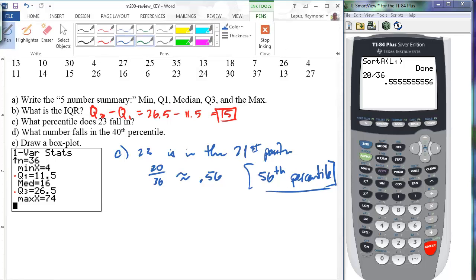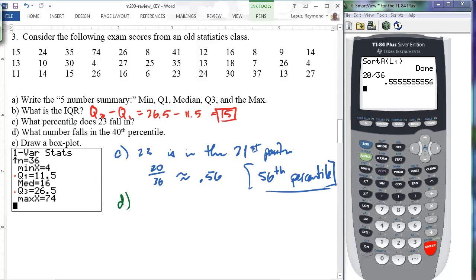Part D is kind of asking the question backwards. What number does the 40th percentile fall under? So for the 40th percentile, what we want to do is figure out how far down we need to count to get to the 40th percentile. So it's basically 40 out of 100. That's the percentage, that's 40%. And then we want to see how that matches with the total number that we have, 36. Or we can look at it as 40% of 36. What position are we going to be in?